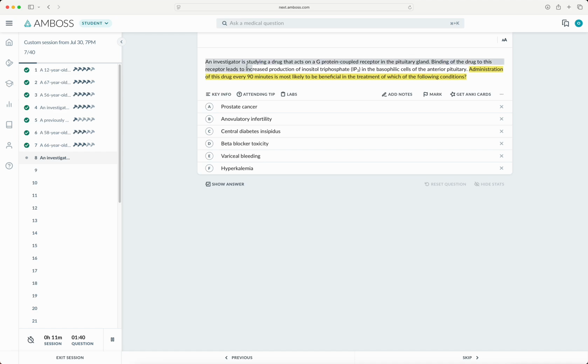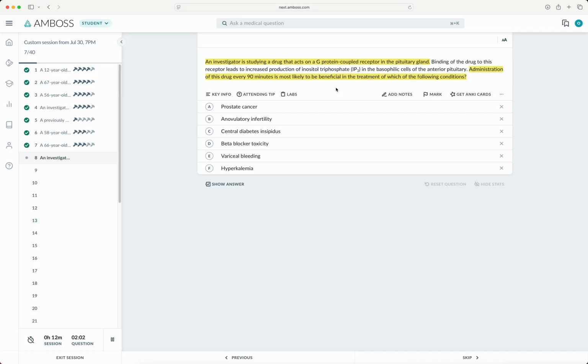This is the demographics. An investigator studying a drug that acts on a G protein coupled receptor in the pituitary gland. You don't know exactly which drug yet, but you're reading. Binding of this drug to this receptor leads to increased production of inositol triphosphate IP3 to the basophilic cells in the anterior pituitary. This tells me that it's most likely Gq, okay? Even though I don't know what we're talking about yet.